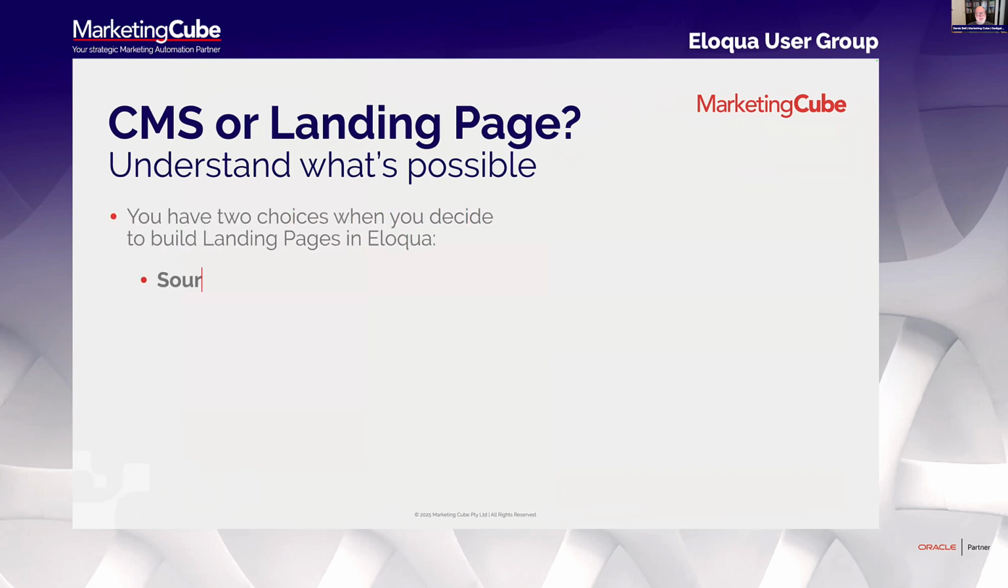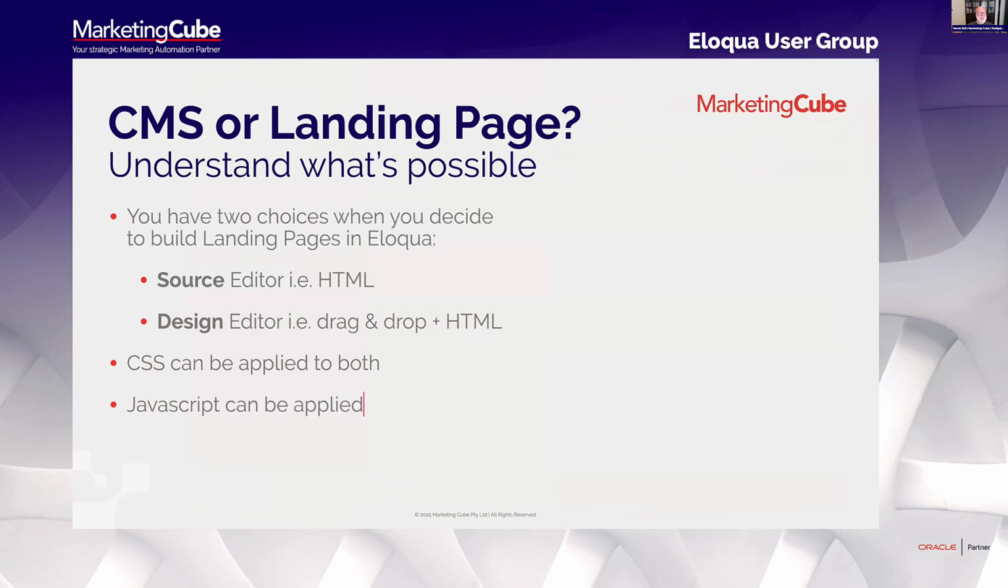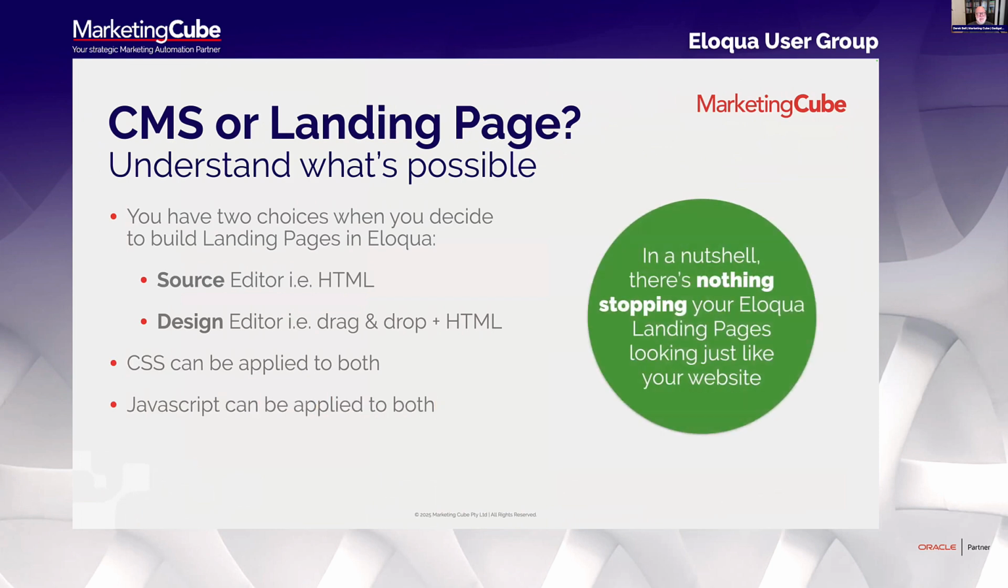good option. All right. So, what's possible, I think, is probably the first thing we need to understand. And as I said earlier, the key thing to understand is that essentially, because your Eloqua landing page is HTML, there's absolutely no reason why it cannot look exactly the same as a page on your website or your CMS. Okay. So, you have two options within Eloqua.